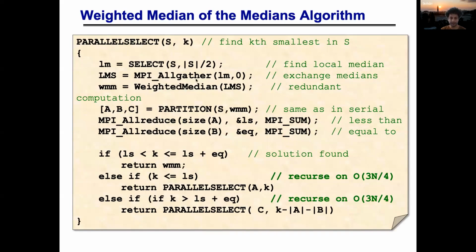And then we all gather, we exchange these medians. So this data size that is gathered is order P, because every processor has only one median of their local data. We're computing the weighted median redundantly. We can have one processor do it and broadcast that value. It's not going to change the complexity. We're doing this redundantly.